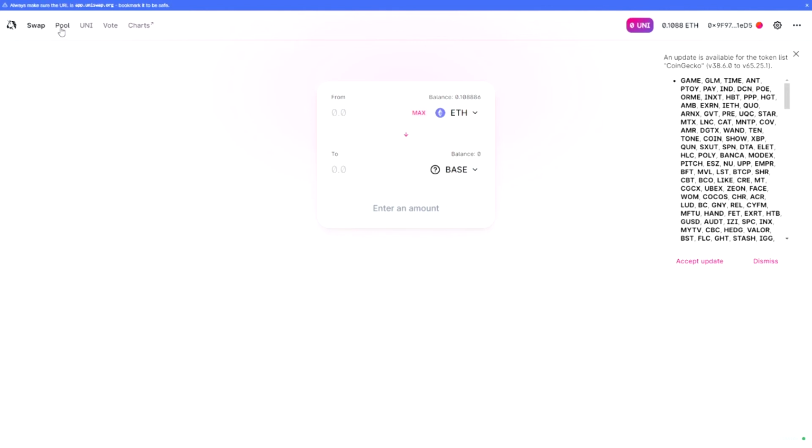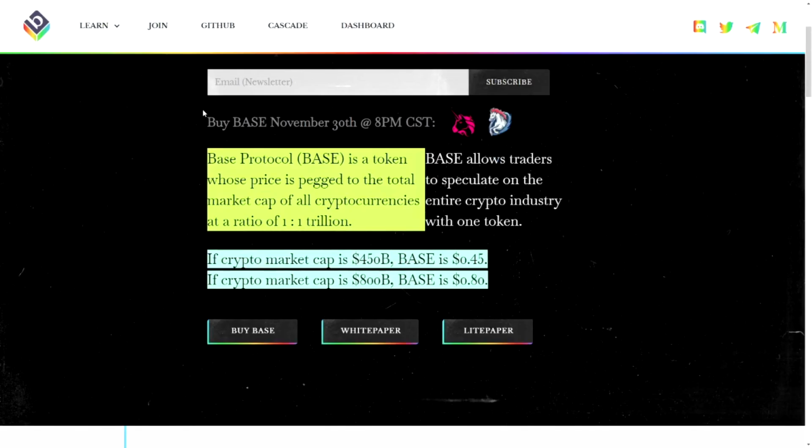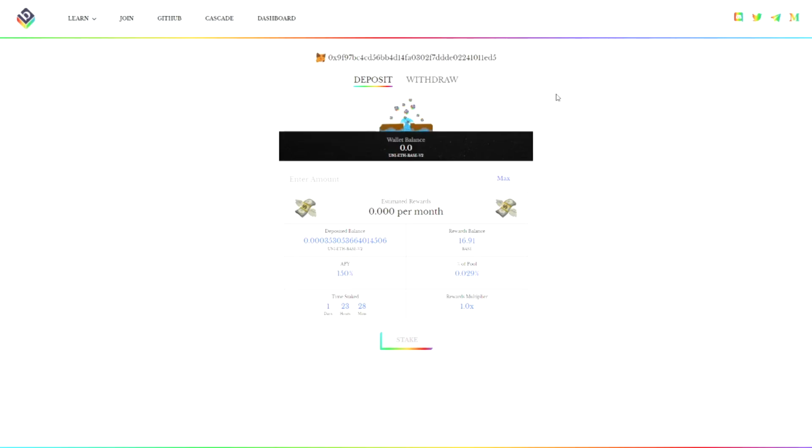If you're going to provide liquidity, definitely take a look at the Cascade function. So to join the Cascade, you first have to provide liquidity to the pool. Then you go to the Base Protocol website, click on Cascade. Again, you'll have to link your Meta wallet. And then you just enter the amount that you want to provide to the protocol and click Stake. Now keep in mind, there is a timer. And then when you want to withdraw, just click Withdraw.